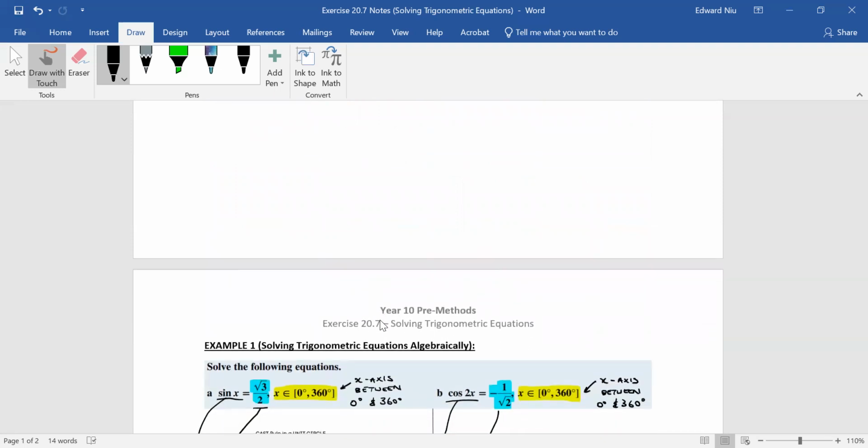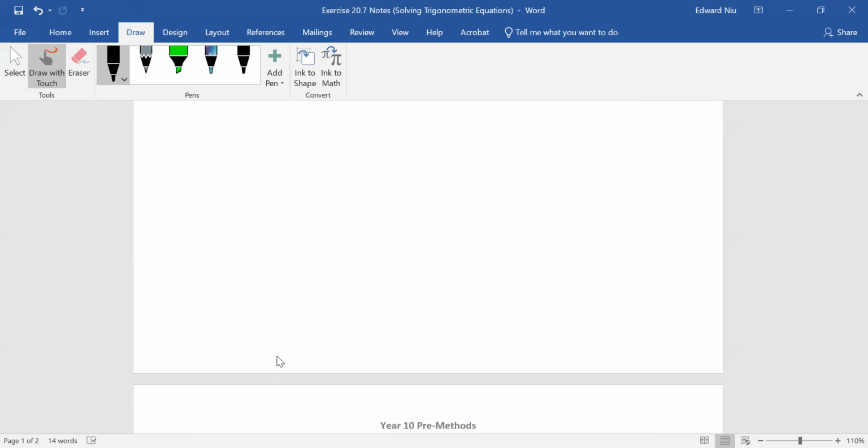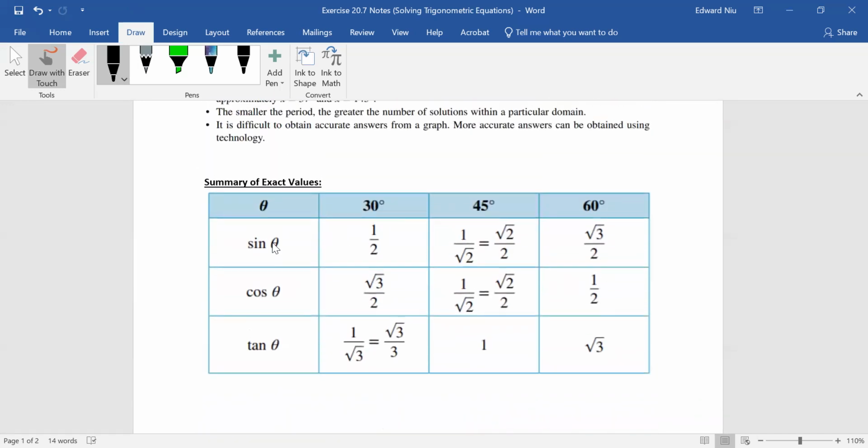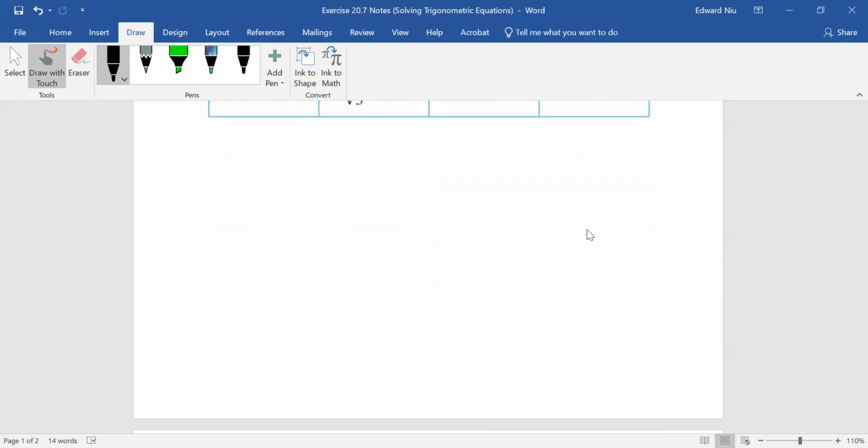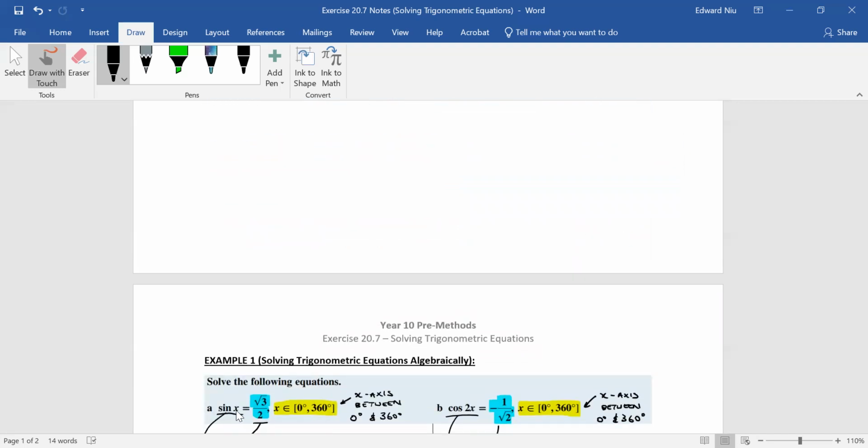This looks pretty complicated, but I promise you it's not. The question asks us to solve the following equations. On the left, we have sine x in example A, and on the right of the equation, we have root 3 on 2. This is where you need to go back to your table: sine of the mystery x equals root 3 on 2, well, x is actually 60 degrees. If you're not sure, you can use a calculator to figure that out.